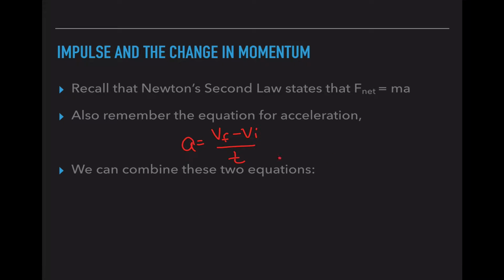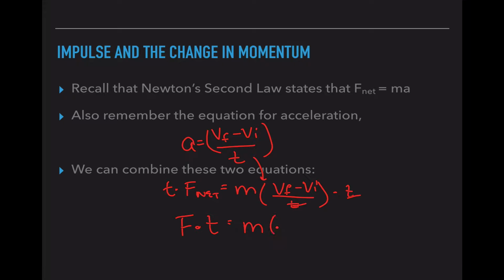We can combine these two equations. So F net equals mass, and I'm going to plug in this entire value for acceleration, Vf minus Vi over t. Now I'm going to do two things. The first thing, I don't like fractions, so I'm going to multiply both sides by t, and these two cancel out, and I have F times t equals m times Vf minus Vi.